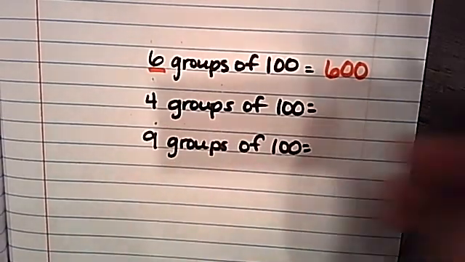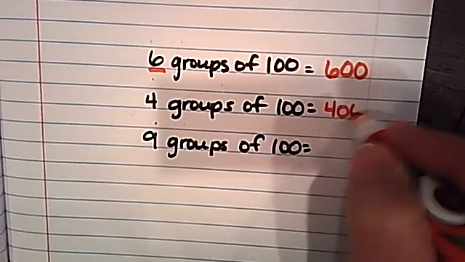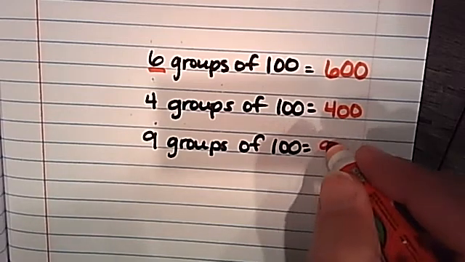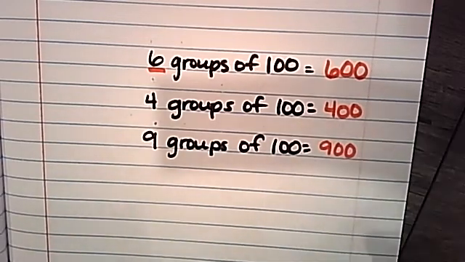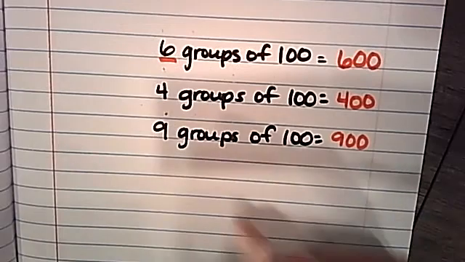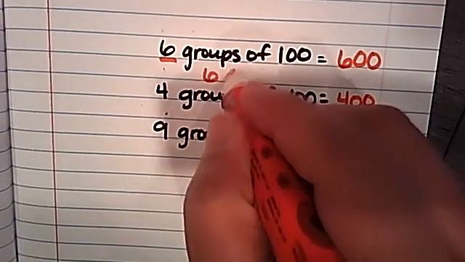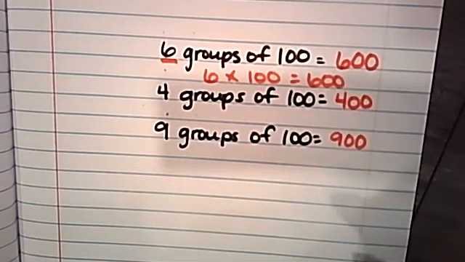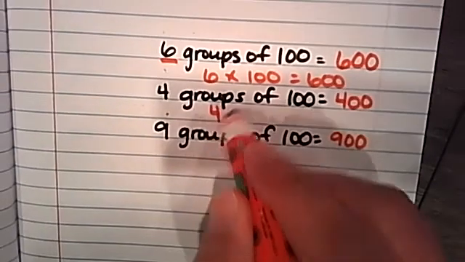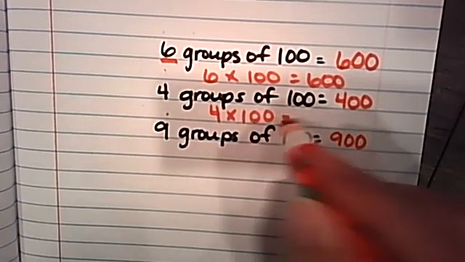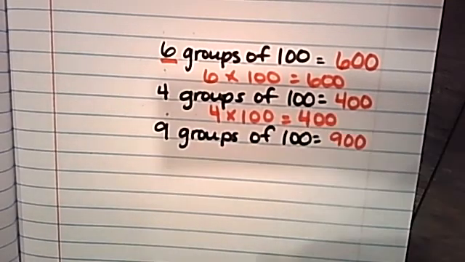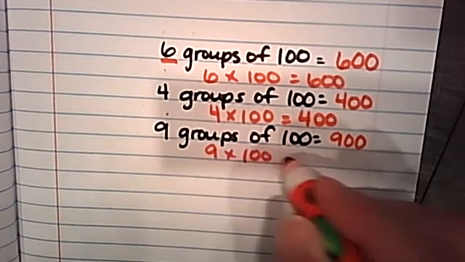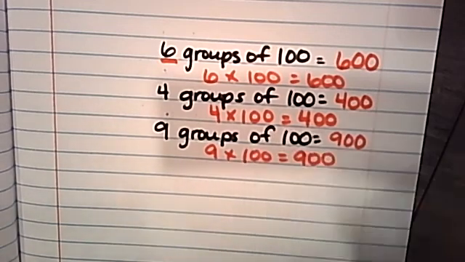4 groups of 100 is 400. And 9 groups of 100 is 900. So some multiplication facts that we can write are 6 times 100 equals 600. And 4 times 100 equals 400. And last, 9 times 100 equals 900.